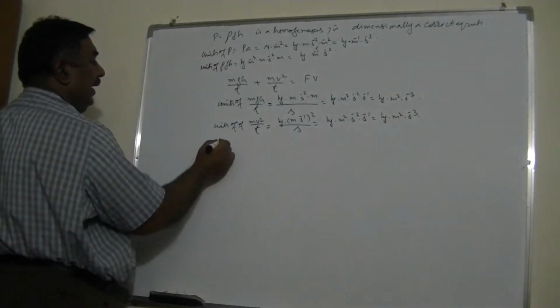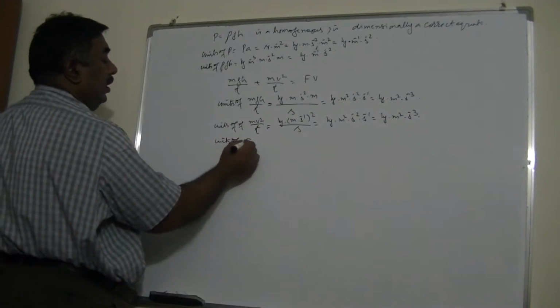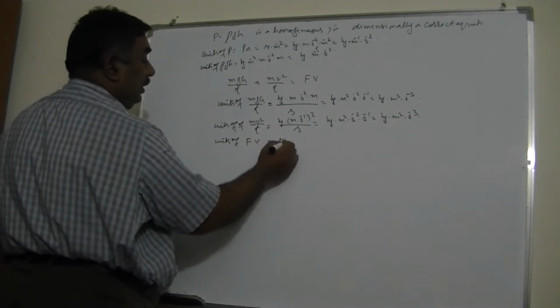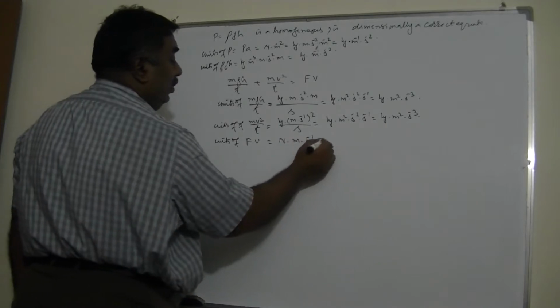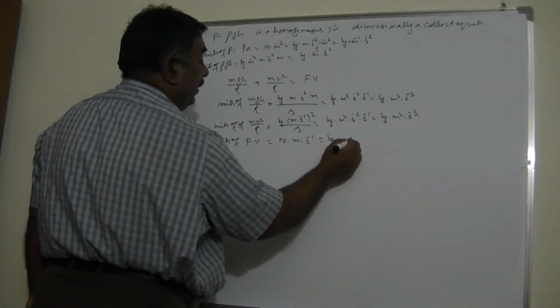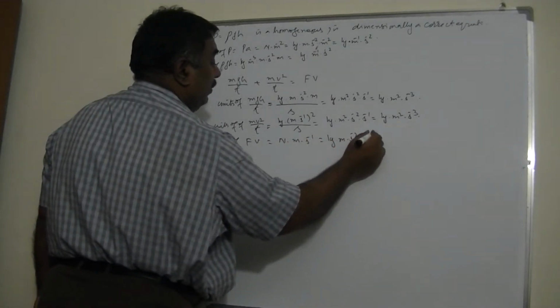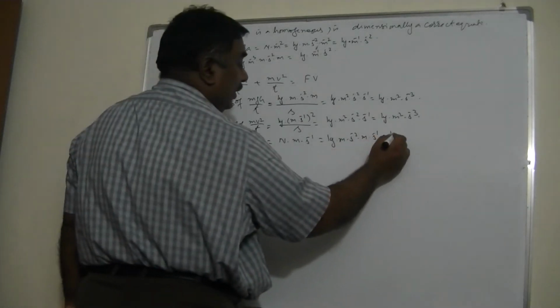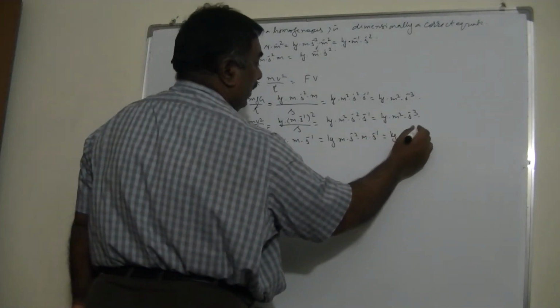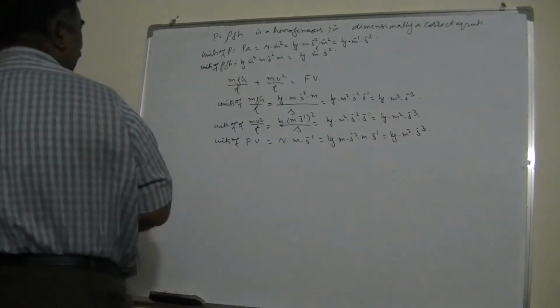Now units of Fv, force into velocity. Force is Newton, velocity is meter per second. Newton is kg meter per second square, into meter into s power minus 1. Again this becomes kg m square s power minus 3. So we can prove it this way.